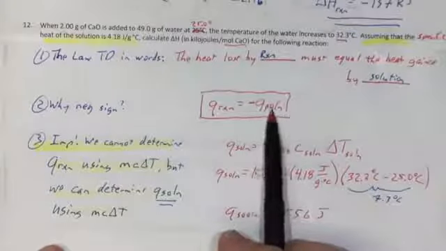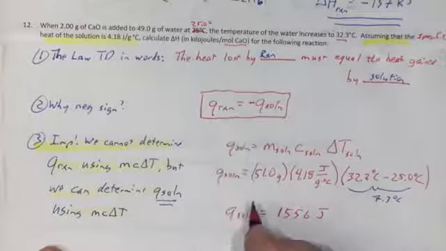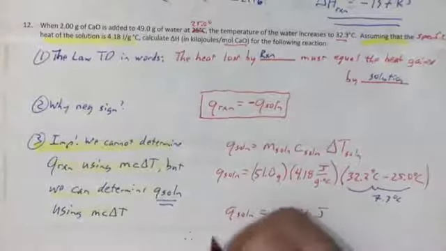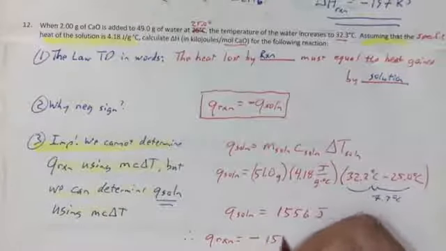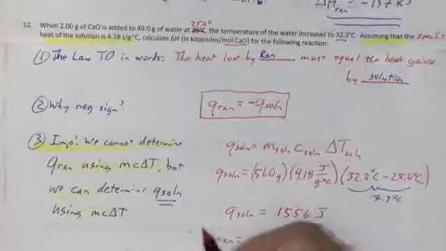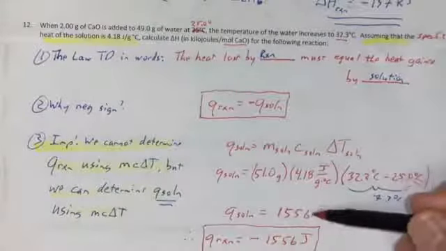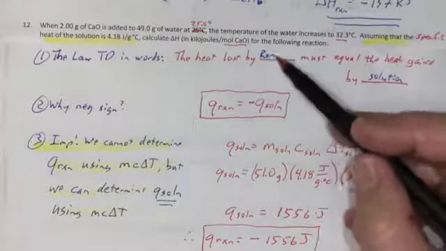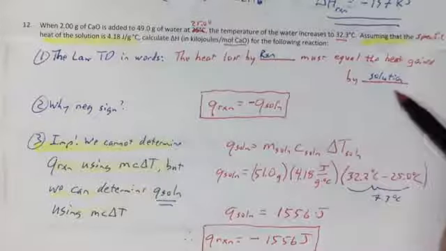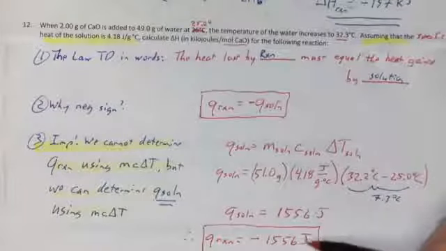But remember, we calculated Q of the solution. The solution gained heat. That's what we measured. And therefore, we know the Q of the reaction. So, therefore, the Q of the reaction is equal to negative 1,556 joules. Okay. The solution is gaining heat. Where did that heat come from? It came from the reaction. The heat lost by the reaction must equal the heat gained by the solution. We calculate the heat of the solution using MCAT, and the reaction, therefore, is losing that much heat.